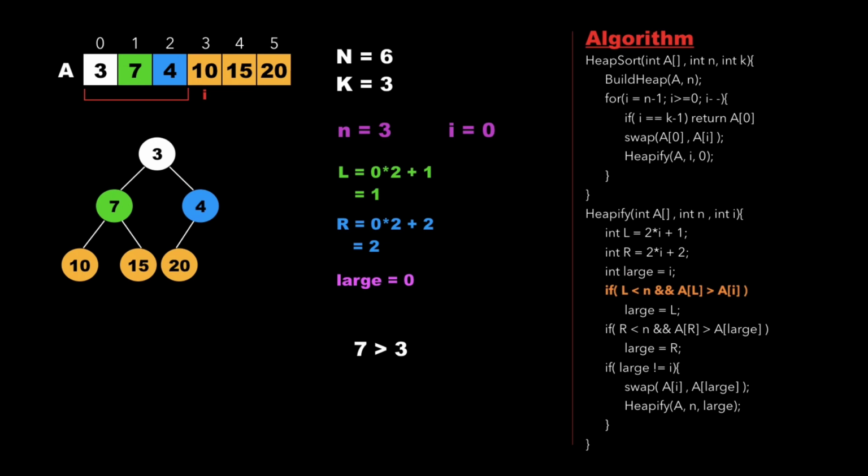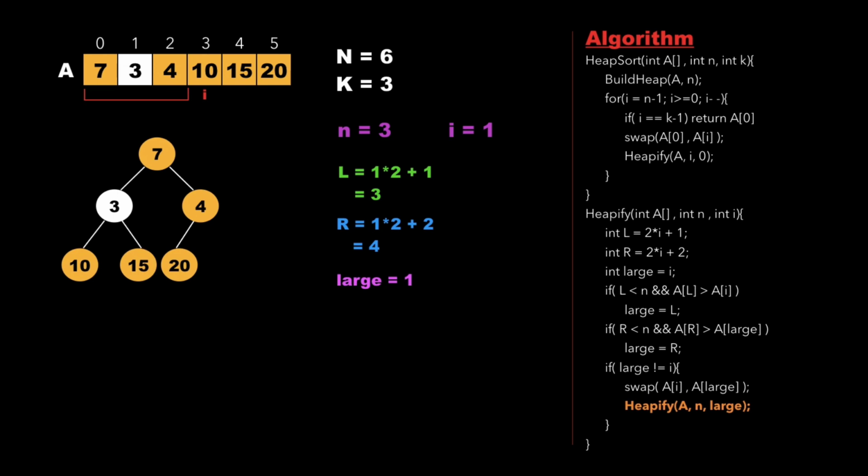Since we have 7 greater than 3, therefore update the value of large as 1. Again check whether 4 is greater than 7. Since it is not, we move further and check again whether large is not equal to I. Since 1 is not equal to 0, we swap A of I with A of large, that is we swap 3 with 7, and after swapping we call the heapify function for the node 3.